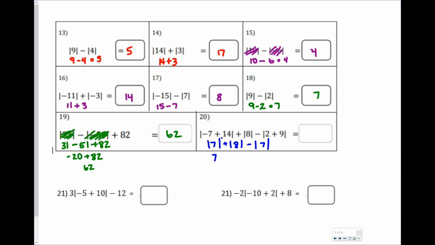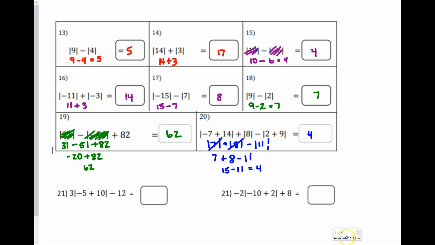Now the absolute value of 7 is 7, absolute value of 8 is 8, and then bring down the minus, absolute value of 7 is 7. Oh, sorry, 2 plus 9 is not 7, it's 11. Wow, guys. There we go. 7 plus 8 is 15. And 15 minus 11 is going to give me a 4. Okay.